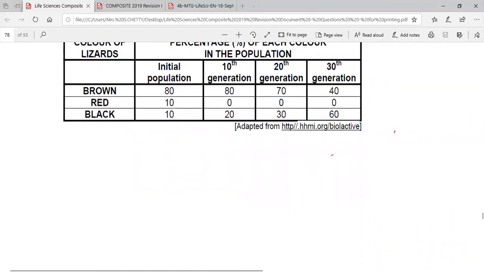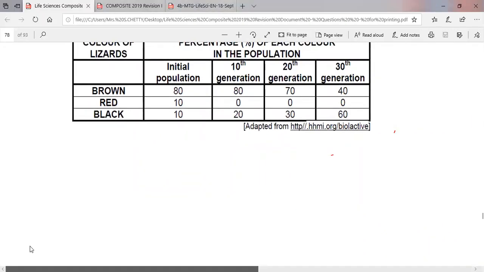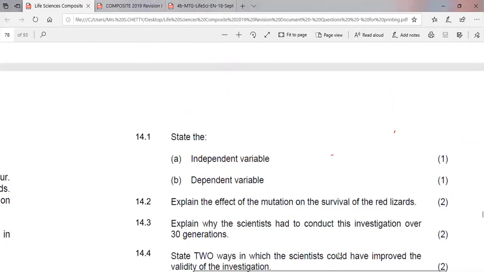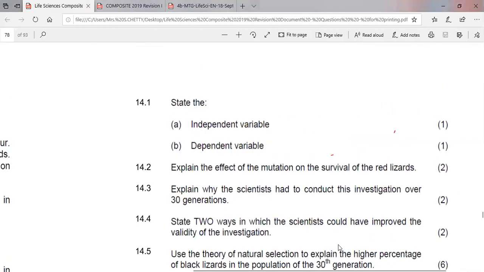Let's look at the questions based on that. State the independent variable and dependent variable. We said the color of the lizard and the number that survived. Explain the effect of mutation on the survival of red lizards. Let's see.